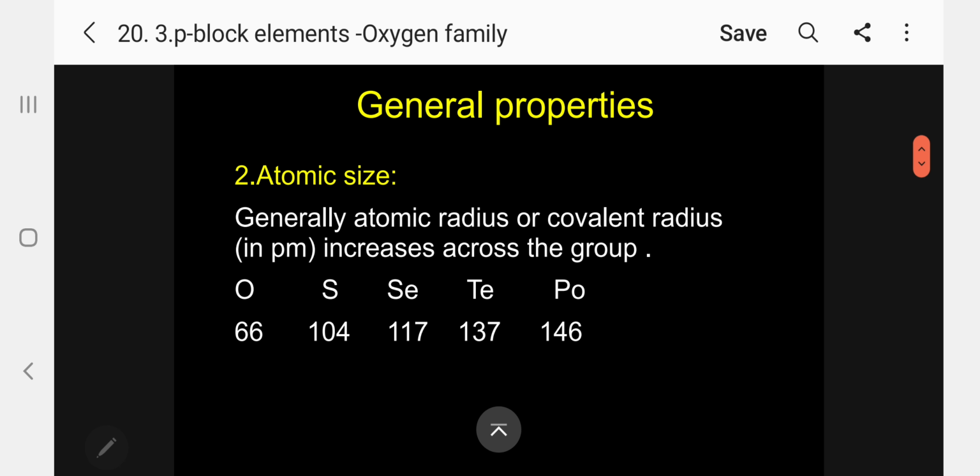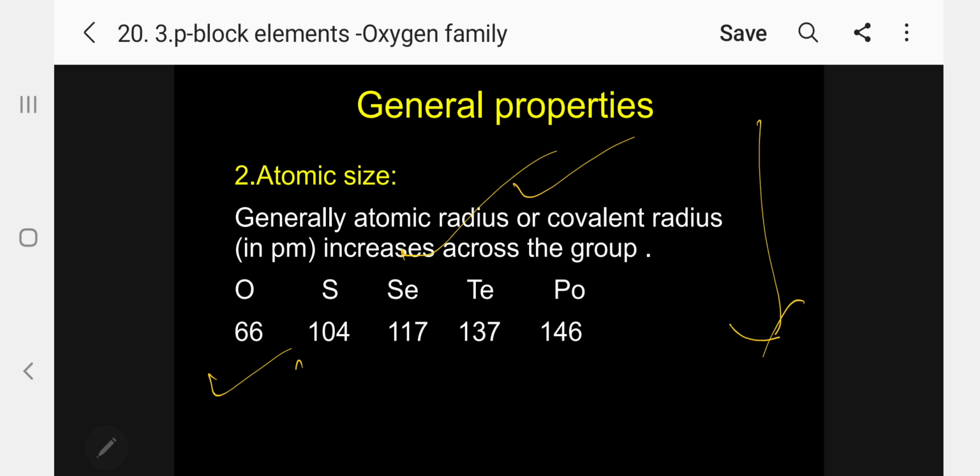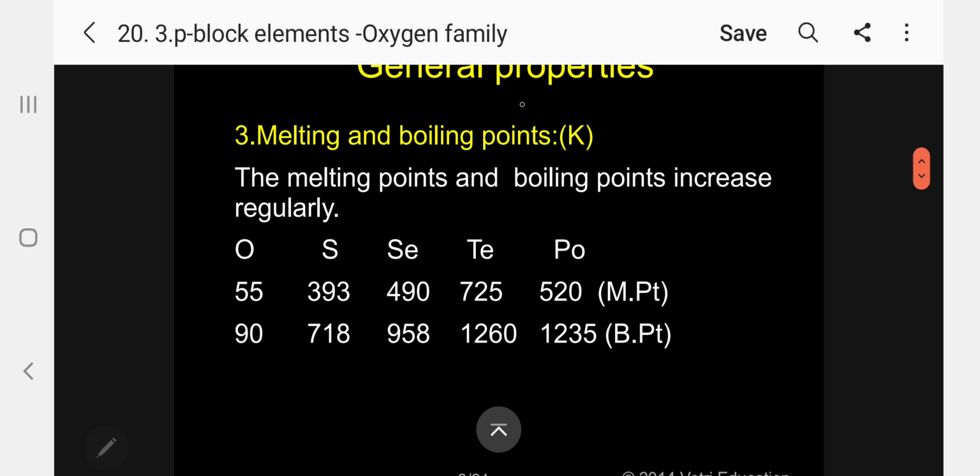Coming to atomic size. We have studied this property already under general periodic properties. Generally, atomic radius or covalent radius increases down the group. So oxygen 66 picometer, 104, 117, 137, 146. It increases down the group. Kindly follow. All other properties are the reverse of atomic size.